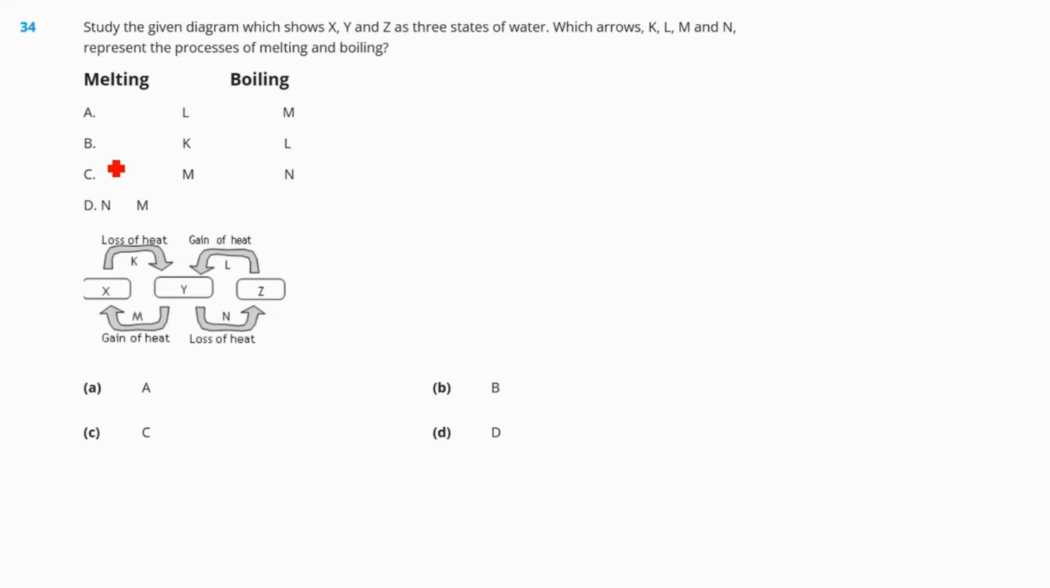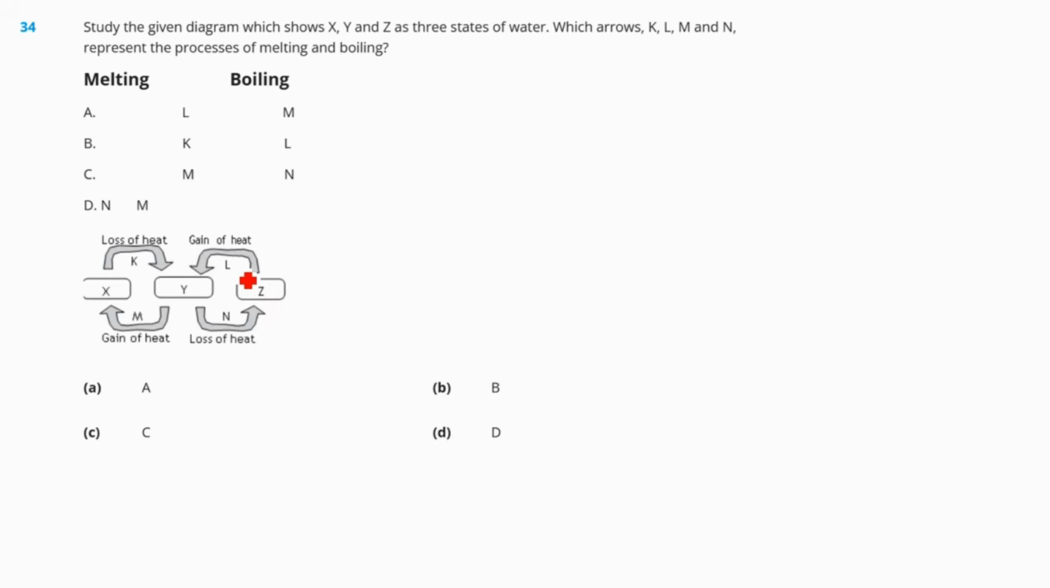Question number 34. Study the given diagram which shows X, Y, and Z as three states of water. Which arrows K, L, M, and N represent the processes of melting and boiling? So here X, loss of heat becomes Y, Z, gain of heat becomes Y, L. So Y, gain of heat becomes X, and Y, loss of heat becomes Z. So here we have to find out the processes of melting and boiling.